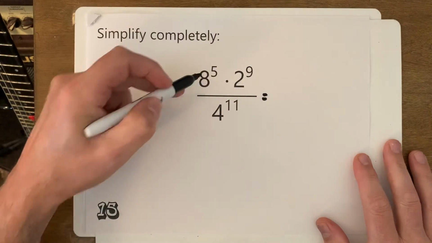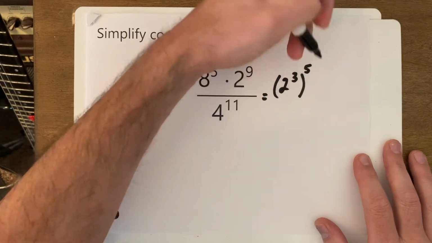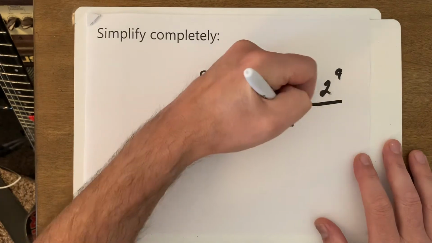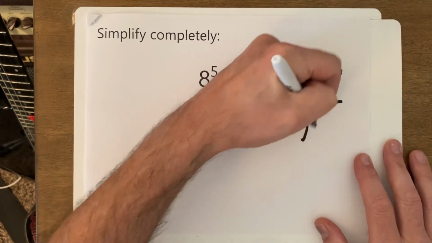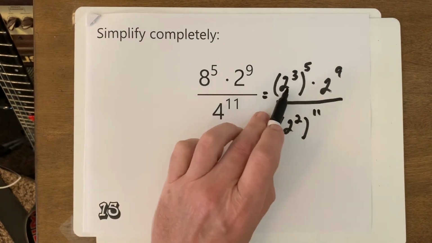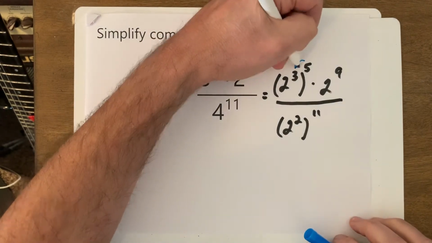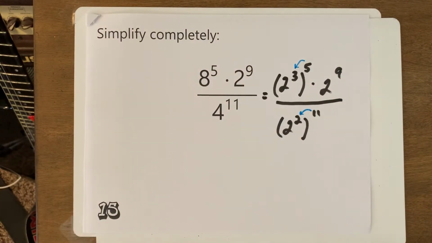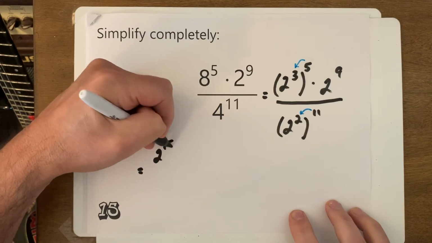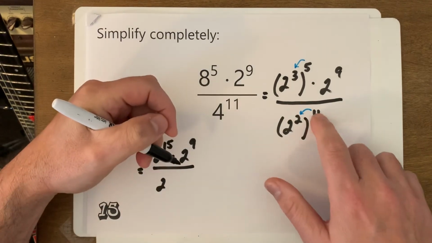So what I could do is replace the 8 with 2 cubed, still with a 5 out here. The 2 to the 9th is fine because it has the correct base that I want. For those 2 squared, I can replace that with an 11 there. And what I've used is a substitution property. 8 is 2 cubed, 4 is 2 squared, and now I can apply my rule. My rule says that now I can multiply those, and I would now get 2 to the 15th times 2 to the 9th over 2 to the 11 times 2 is 22.